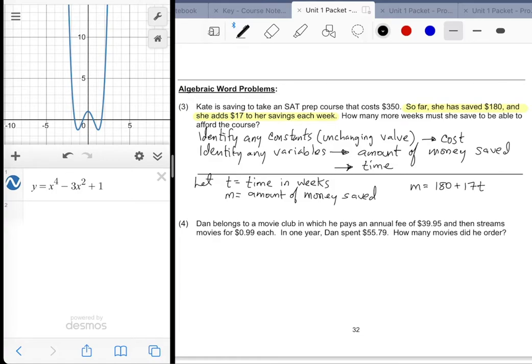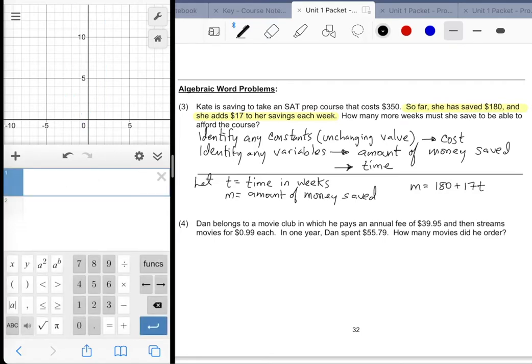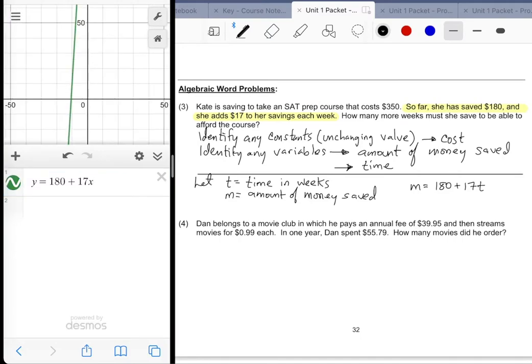Because you can solve this using an algebraic approach, but you could also solve it using Desmos. So if I were to say, just in Desmos, y equals, I'll use y and x, 180 plus 17x, I'd get a graph. It's not going to show up on the home screen because it's got 180 as the y-intercept, so I'd have to zoom out a lot.